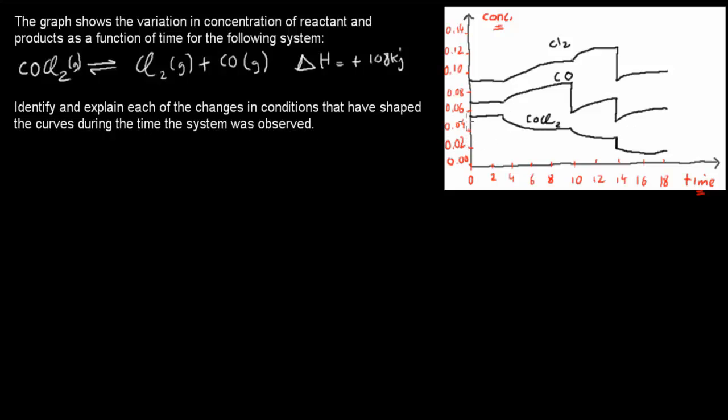We've got concentration on this axis, and we've got time on this axis. We've got 3 different parts. We've got chlorine gas here, we've got carbon monoxide and carbon oxide dichloride here for the graph. And what you need to do is identify and explain each stage of the changes. But you get 5 seconds to pause the video and then attempt the question. And when you're ready, I'll go over the actual answer itself.